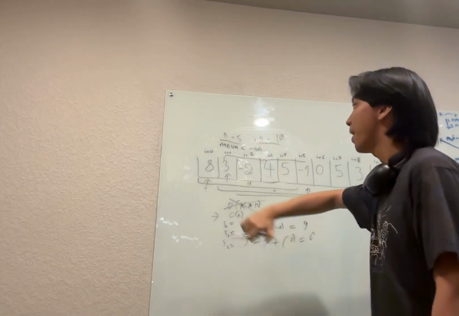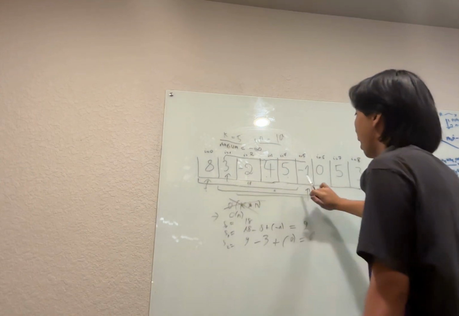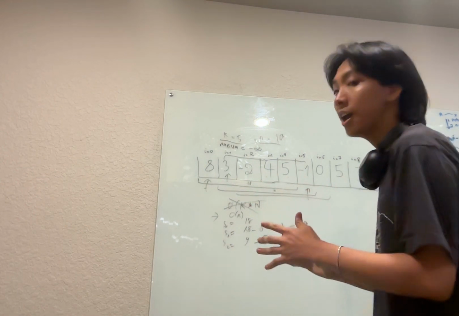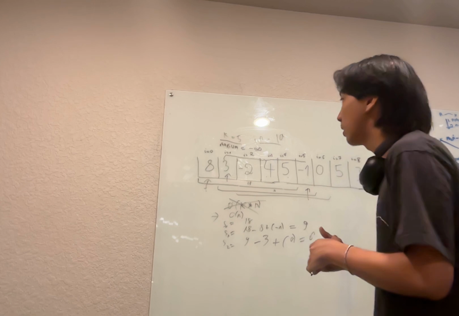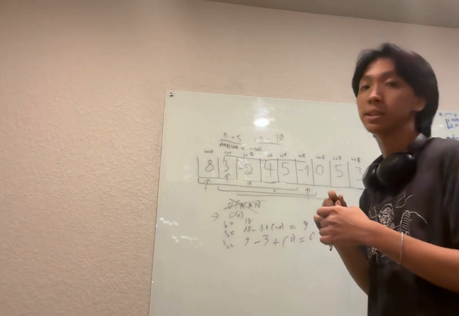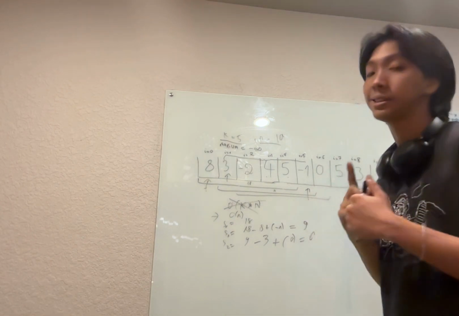So by iterating through the elements while keeping a fixed window of size k, we can calculate the largest sum in one pass, O of n. And that is sliding window.